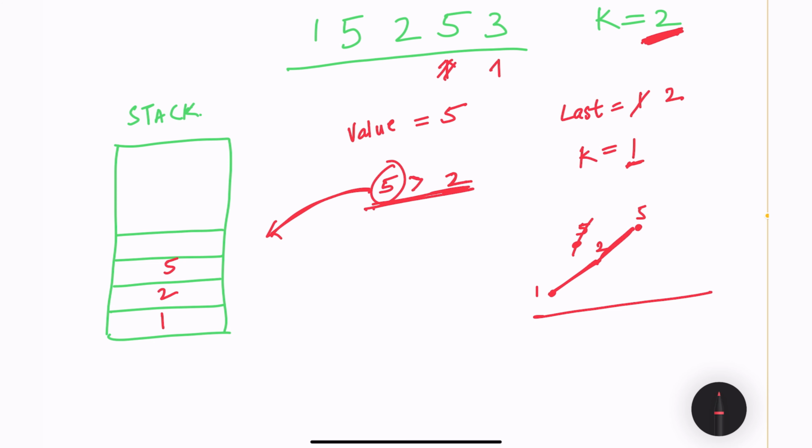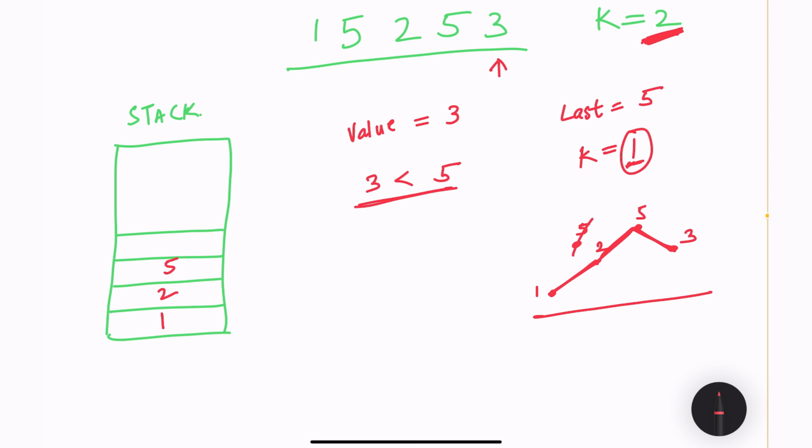So now we are pointing at the last value, which is 3. Comparing 3 and the last value, which is 5. 3 is less than 5. It means there is a dip. And because my k is still not equal to 0, we can remove another digit. So we will pop the last value out, decrement our k. So the new value is going to be 0.